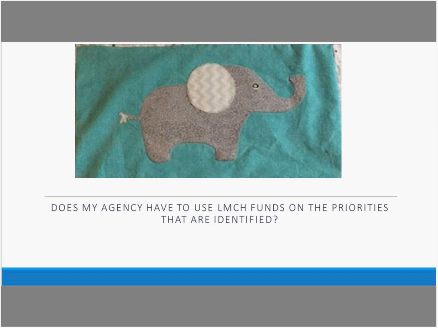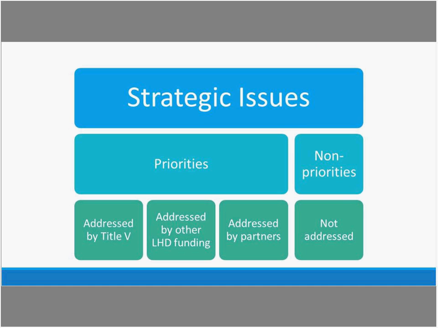But truly, it was a tension throughout the process of thinking about this as both informing Title V priorities and informing other non-Title V priorities. It's a complicated way of thinking about an assessment that's happening under a particular funding stream. We're noticing that tension also with some of the local health departments, who've raised this really good question of, does the agency have to use LMCH funds on the priorities that are identified? The answer to that question is no. Rather, we'd like you to think about assessment in this kind of way.